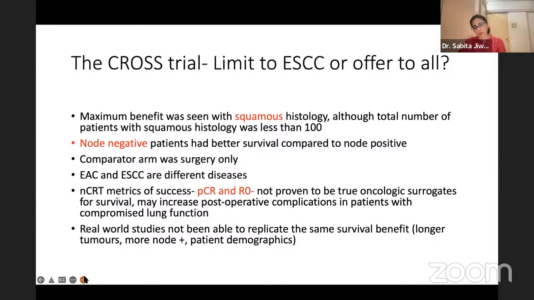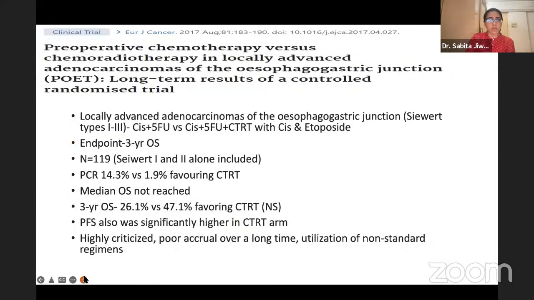So there are many papers in literature from the US as well as from Europe, where they have said that there is a benefit, but it is not as stunning as that was seen in the CROSS trial. Then we come to the POET trial, which actually attempted to compare neoadjuvant chemoradiation versus neoadjuvant chemotherapy, but they failed to accrue even half the number of patients which was required.